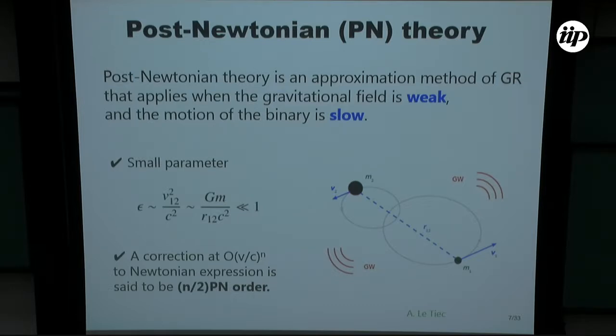In this talk, we say that a correction at order n of v over c to some Newtonian expression, like the Newtonian potential or the Newtonian kinetic energy, is of n over 2 post-Newtonian order. The mission of this theory is solving the Einstein field equation and the equation of motion of the two bodies using this slow-motion parameter and weak-field parameter, expanding the system and solving it iteratively. This is the basic idea of post-Newtonian theory.